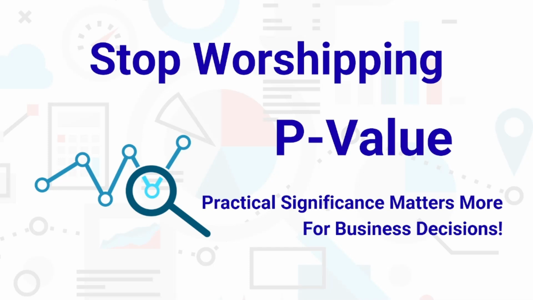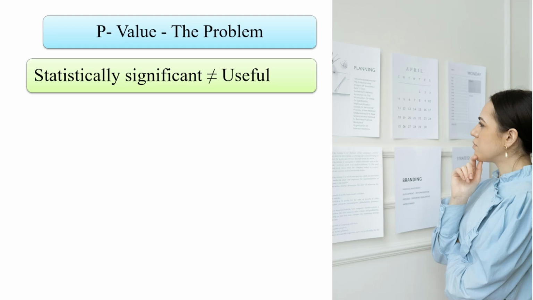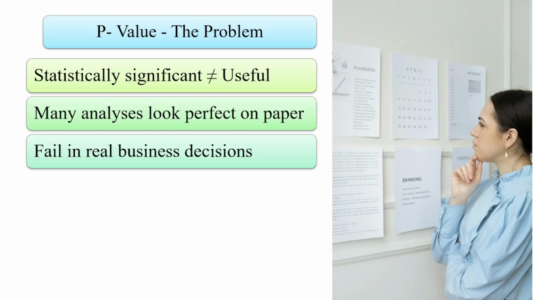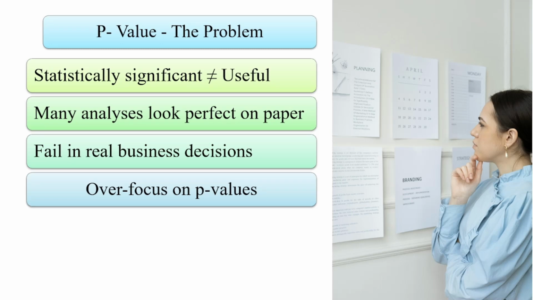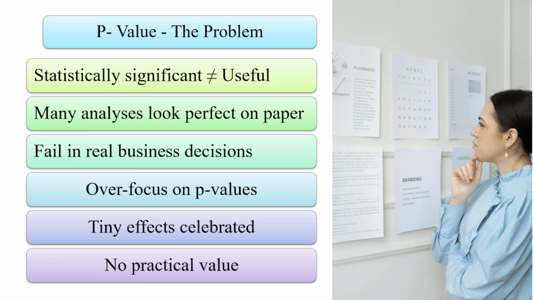Let's talk about the problem with p-values. Statistically significant does not mean useful. Many results look perfect on paper, but fail in real business decisions. We overfocus on p-values, celebrate tiny effects, and call them wins. But without real-world impact, significance means nothing. Remember, data should drive value, not just statistical bragging rights.